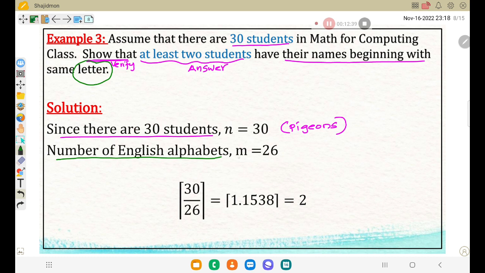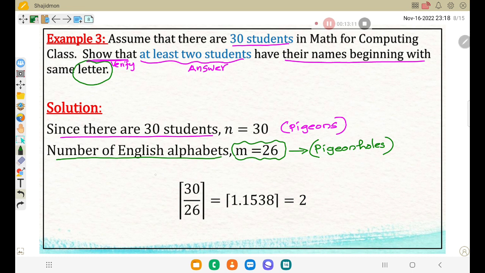How many English letters are there? m equals 26. So the English alphabet, we can call it the pigeonholes. How many pigeonholes will be there? 26, correct? Pigeons are the number of students, which is 30. Now, what do we need to do? Show that at least 2 students have names beginning with the same letter, correct? That means for one of the letters, 2 or more students' names start with it. That is what we need to do here.